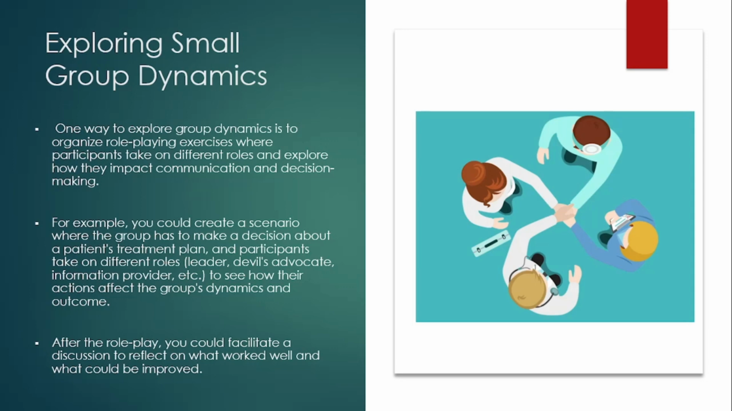Finally, communication patterns are another key aspect of group dynamics. These patterns can include things like who speaks when, how information is shared, and how decisions are made. Being aware of these communication patterns and working to improve them can lead to better outcomes for the group.